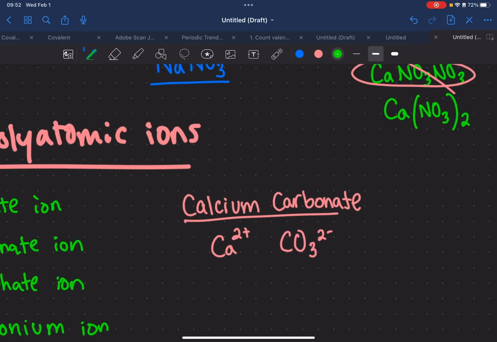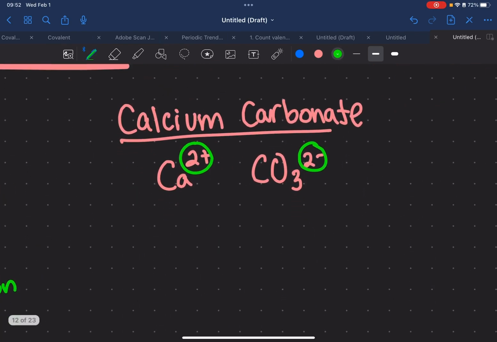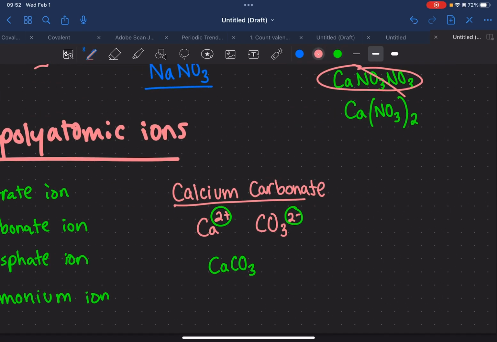This is an example where our charges cancel each other out right away. So I don't need any subscripts. I don't need multiple of anything. So when I write the formula for this, it's literally just Ca CO3. Easy peasy. Try another one on your own.